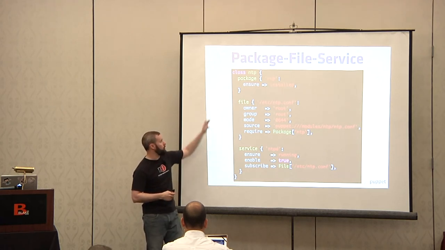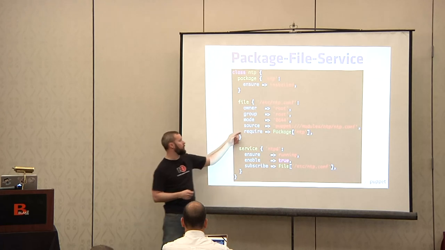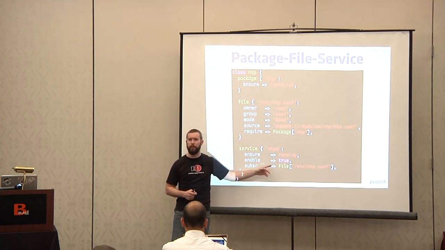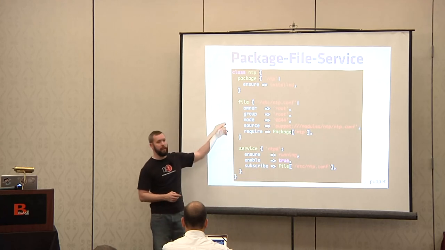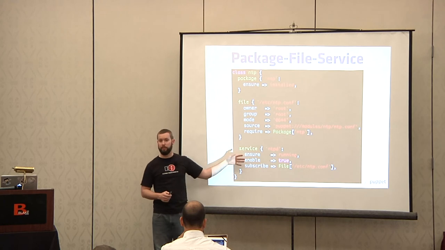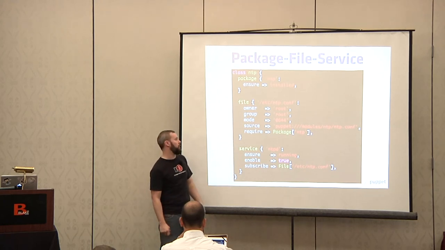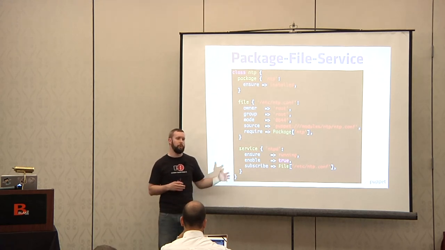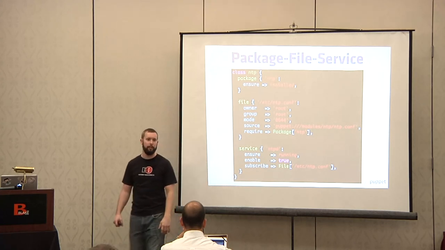What this would do is ensure order between the three, and the subscribe line would tell us that if the file ever changed, we need to restart the service. That way you could update your NTP conf in your version control, a new one gets pushed out, and then it knows, hey, I've got to restart the service to take control of that.